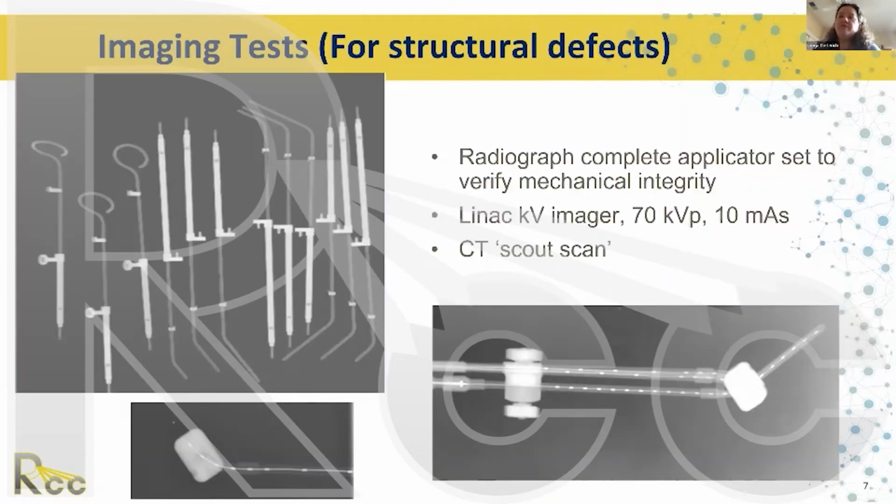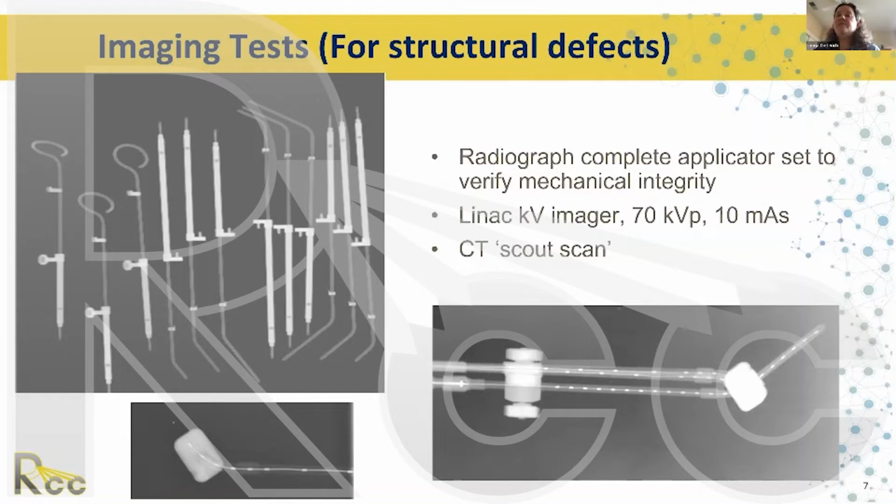So imaging tests. What you're looking for there is mechanical integrity and whether there are any material defects that you can pick up that are internal, bubbles in the plastic and things like that. So what you do is, if you have a good way to radiograph it, you can do it on a radiograph. On a Linac kV imager, for example, a good setting is 70 kVp, 10 mAs, and you get a good picture on your EPI.